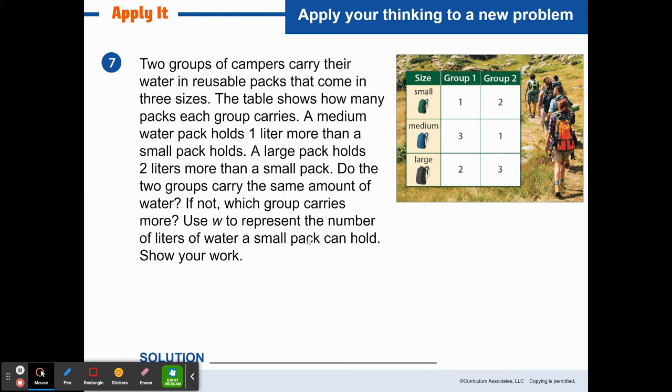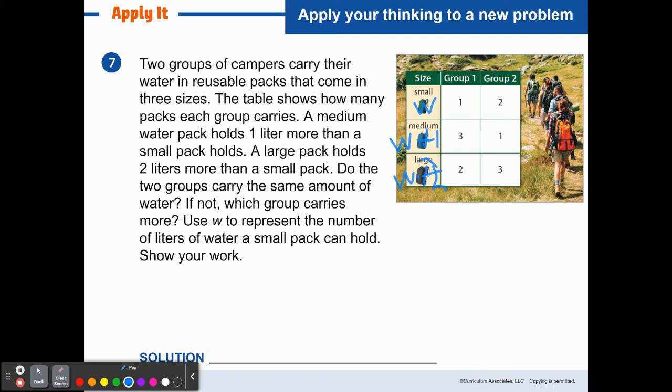Use W to represent the number of liters of water a small pack can hold. Show your work. So when we're looking at this, a small pack holds W. It's an unknown. A medium holds W plus 1. And then a large holds W plus 2. Sorry, that's written really sloppily, but it should say W plus 2.